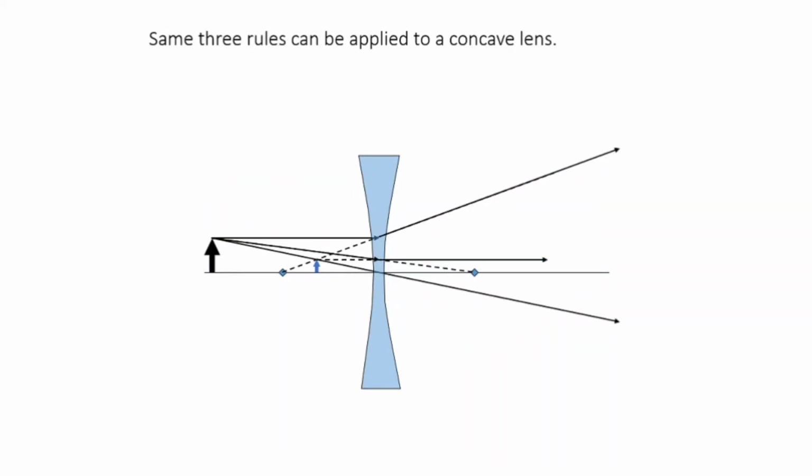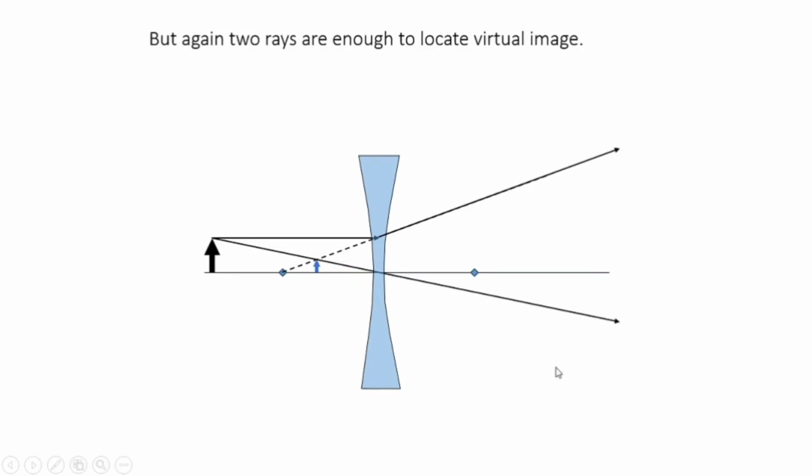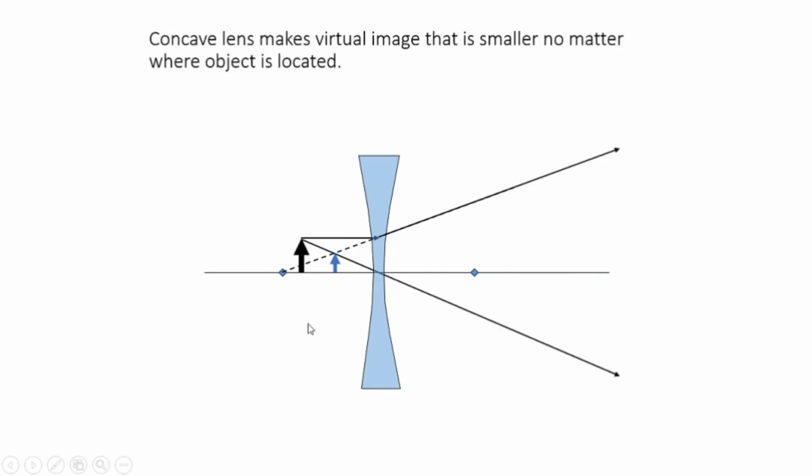If we replace the convex lens by a concave lens, then this will be the situation for the different rays coming from the object, as they refract through the concave lens. Again, two rays are enough to locate the image. Here a vertical image is observed. A concave lens makes a virtual image that is smaller, no matter where the object is located.